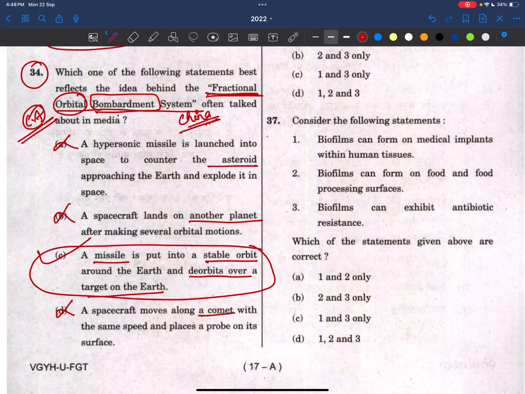Okay, and it was in the news. It was developed by China in 2021. It was asked in 2022. See how important science and technology, especially defense, is with respect to current affairs. What we do is read everything in current affairs, but we should know what UPSC is focusing on in current affairs as well.